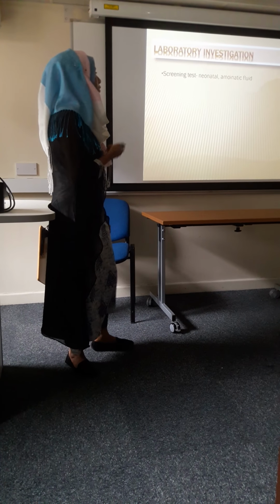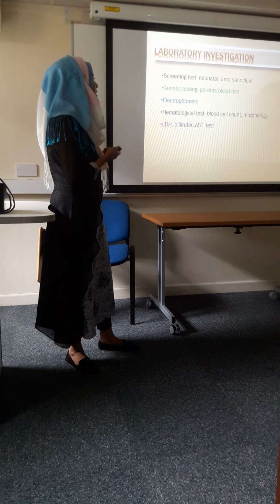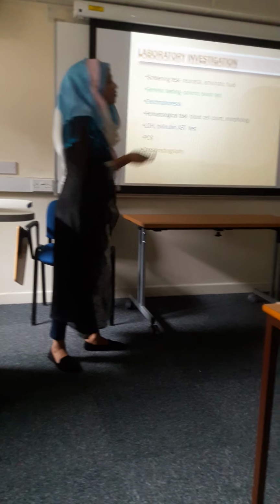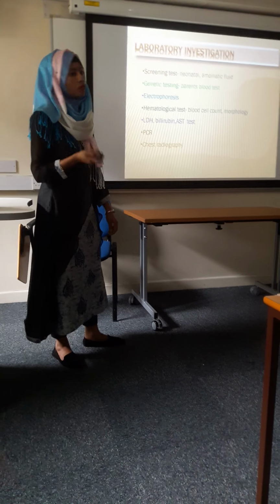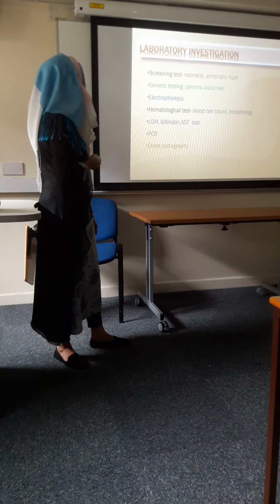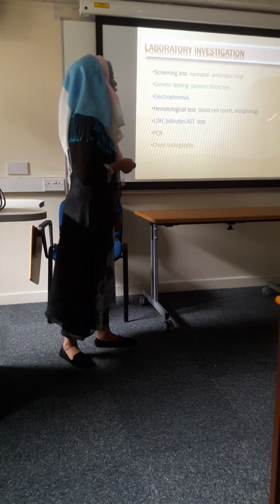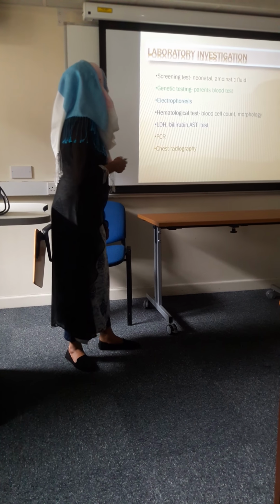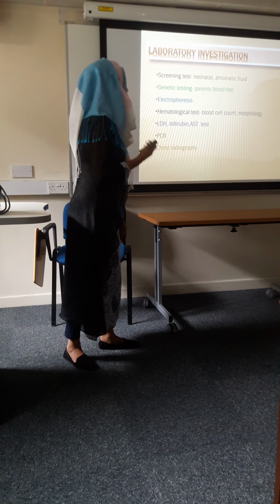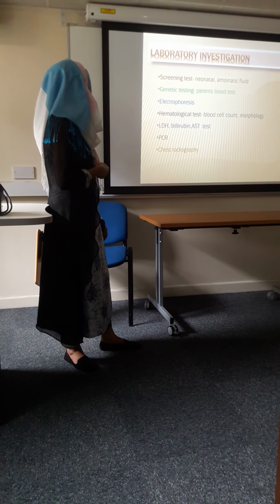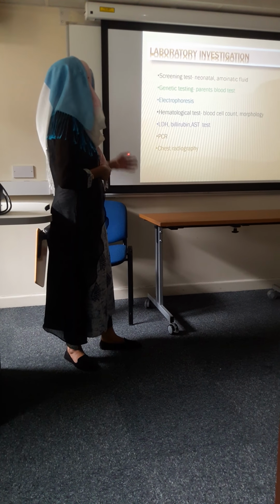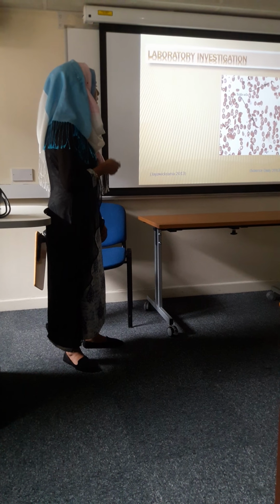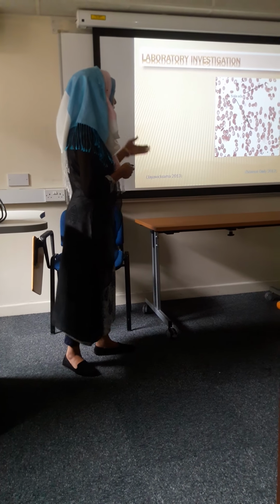Now, how can we investigate sickle cell anemia? Screening tests are the most important and also an effective preventive way to investigate sickle cell anemia. Neonatal screening is most important, and the main test is the hematological test. Through this test we can observe the morphology of the blood cells and the blood cell count. For more confirmative results, electrophoresis, LDH, bilirubin, PCR, that is polymerase chain reaction, chest radiography, and bone radiography are also done. This is the microscopic examination of a red blood cell film.